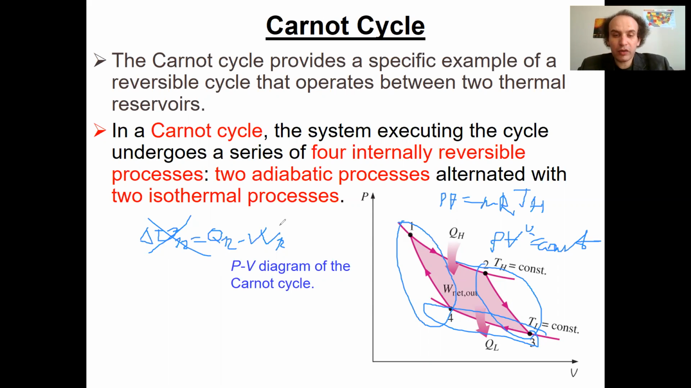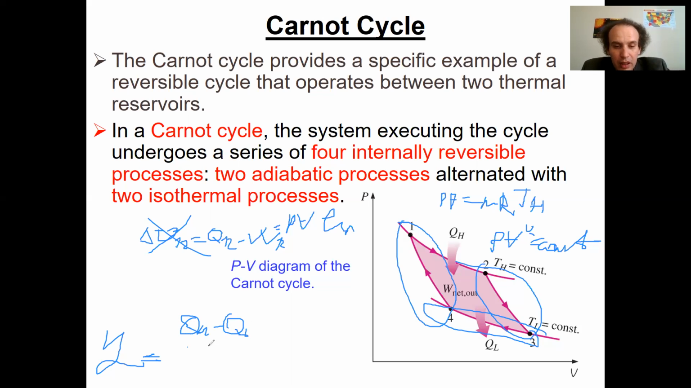You know how boundary work looks like? It will be PV logarithm of V2 over V1, right? We just finished chapter 4, you remember this. And then you will find your efficiency. What will be your efficiency? Your efficiency will be QH minus QL divided over QH. Okay?